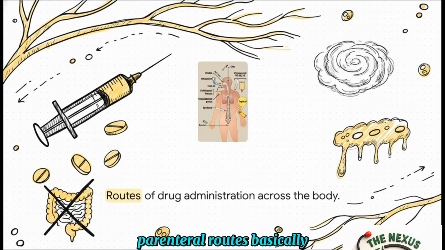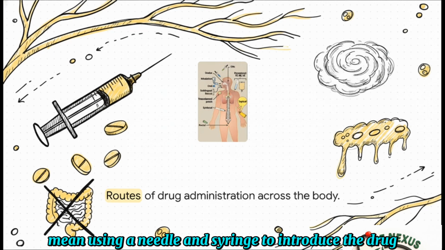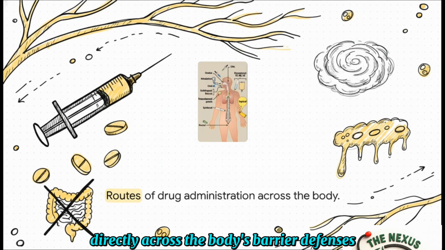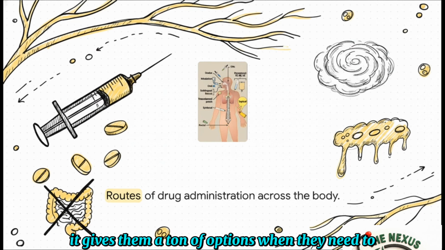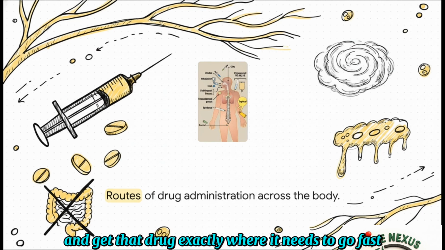Parenteral routes basically mean using a needle and syringe to introduce the drug directly across the body's barrier defenses, right into the systemic circulation. It gives them a ton of options when they need to completely bypass the digestive tract and get that drug exactly where it needs to go, fast.